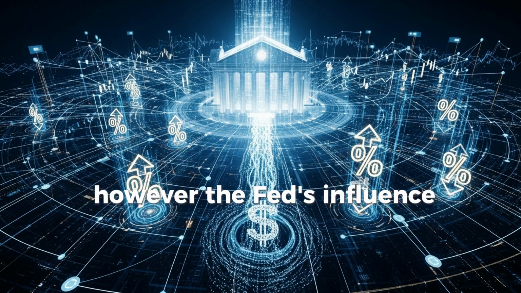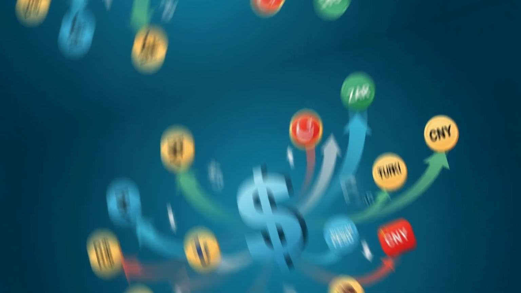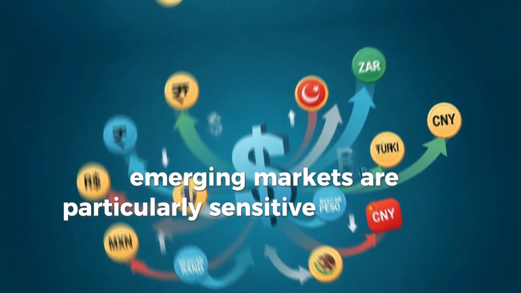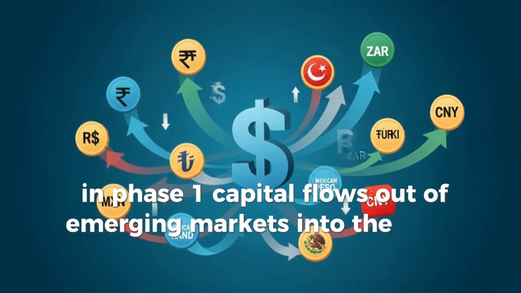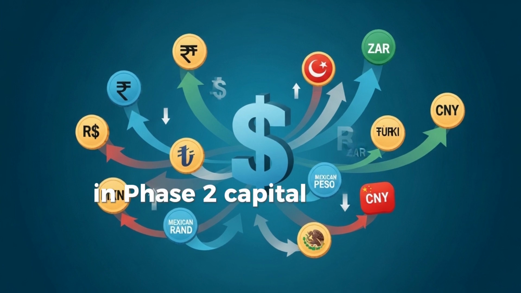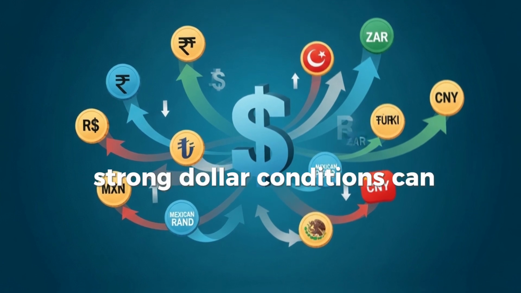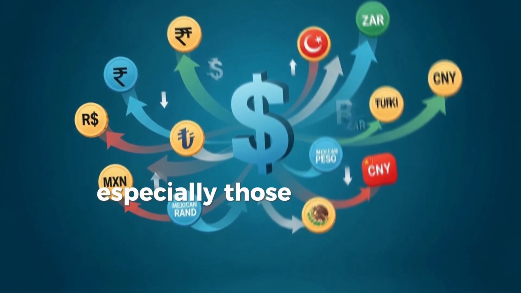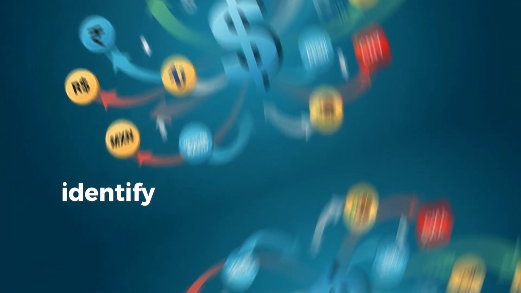However, the Fed's influence extends beyond the U.S. Because the dollar is the global reserve currency, its movements affect liquidity worldwide. Dollar smile and emerging markets. Emerging markets are particularly sensitive to the dollar smile. In Phase 1, capital flows out of emerging markets into the dollar. In Phase 2, capital flows into emerging markets. In Phase 3, strong dollar conditions can pressure emerging market economies, especially those with dollar-denominated debt. Understanding this relationship can help traders identify opportunities and risks in these markets.